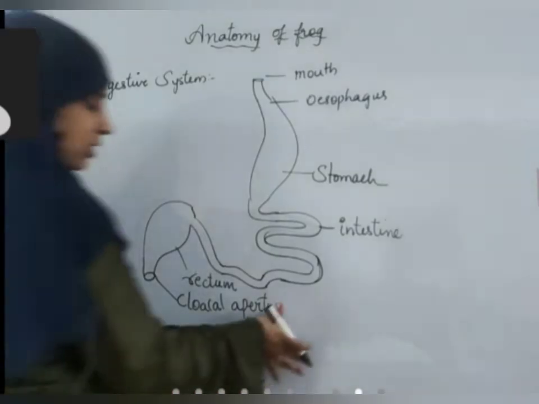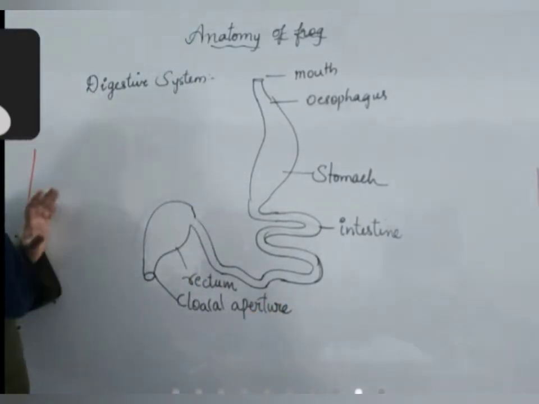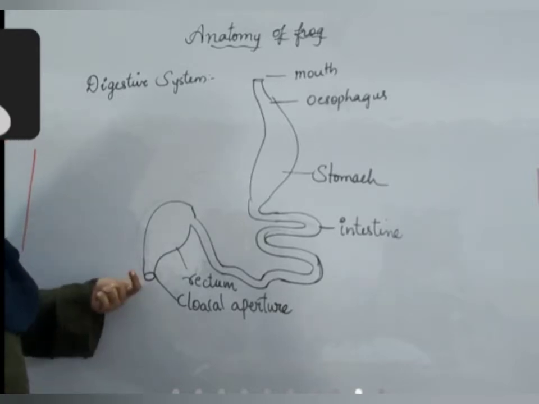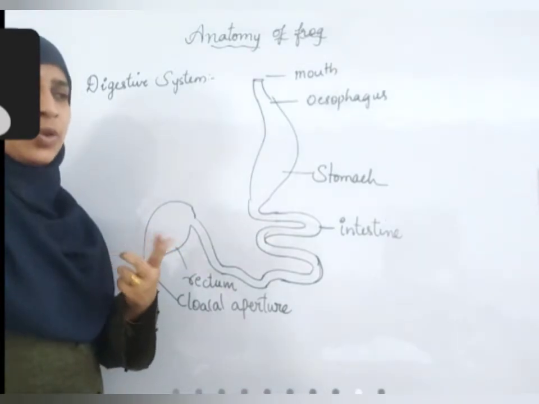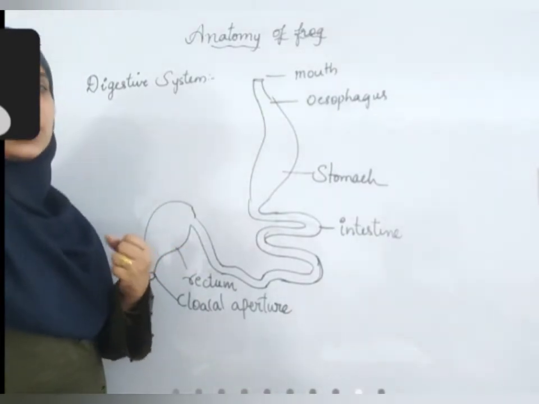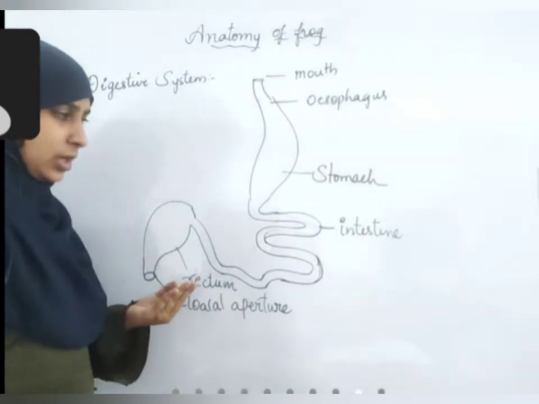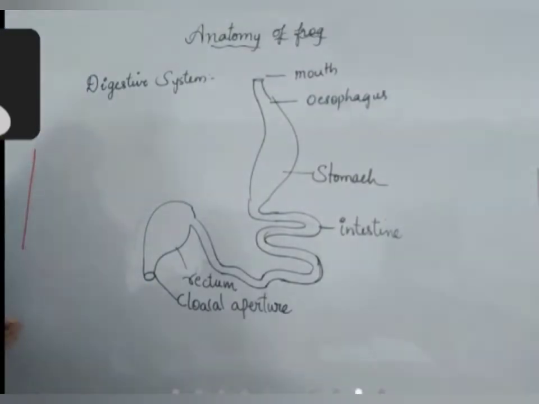Cloacal aperture is the opening of the cloacal apparatus also. In case of this frog, cloaca, rectum, and urine are coming out through the same opening. Cloaca means sound producing chambers. In frog, there are sound producing chambers, they are called cloaca. Digestive system opening and urine excretory system opening is the same. This is called cloacal aperture.